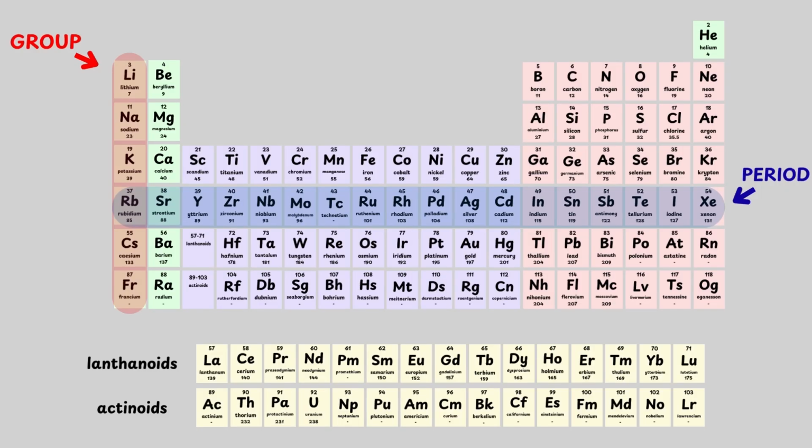This is the periodic table. It arranges elements based on similarities in their properties. The vertical columns are called groups and the horizontal rows are called periods.